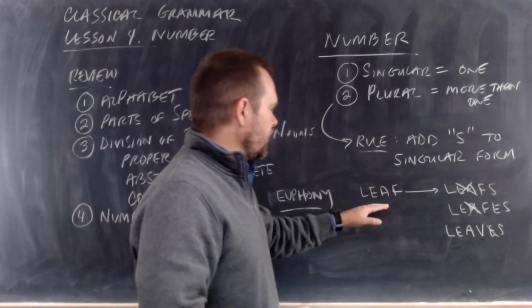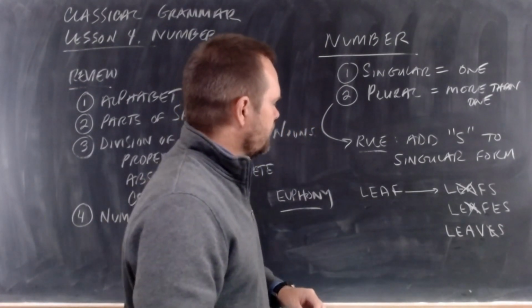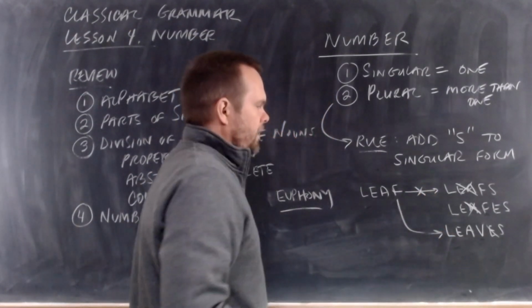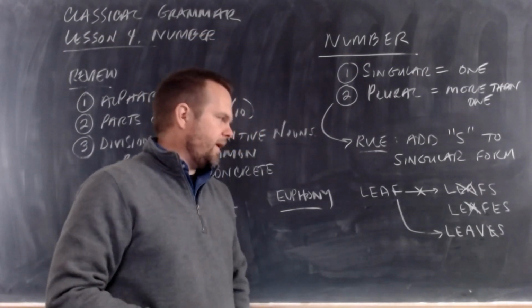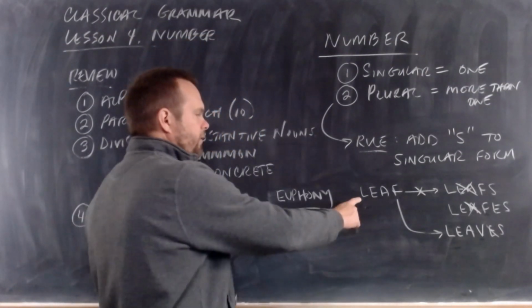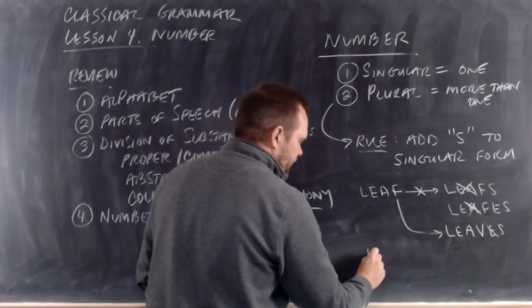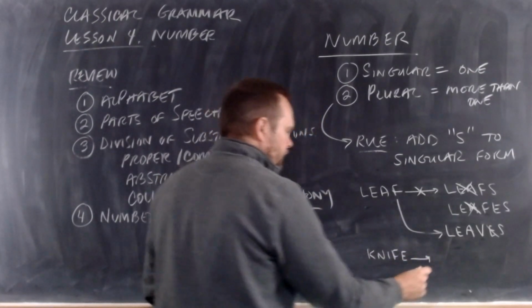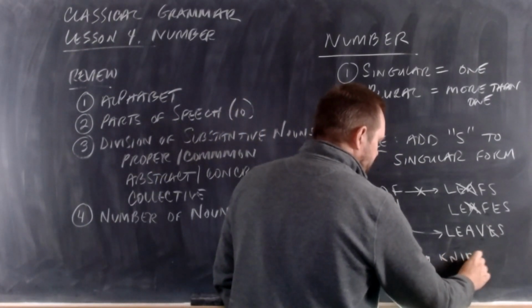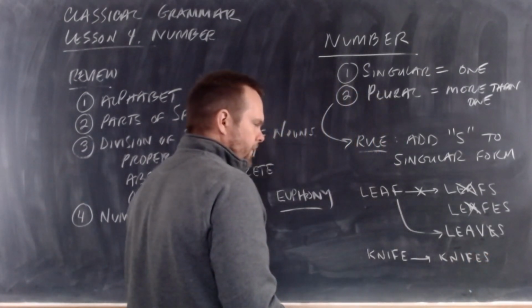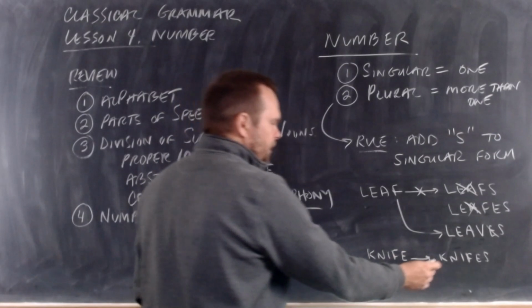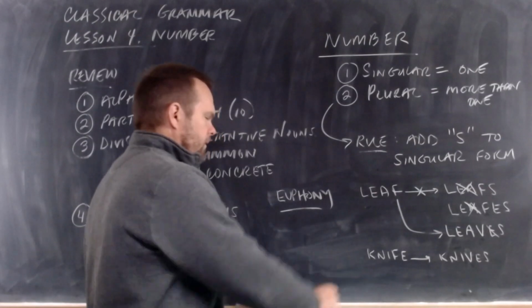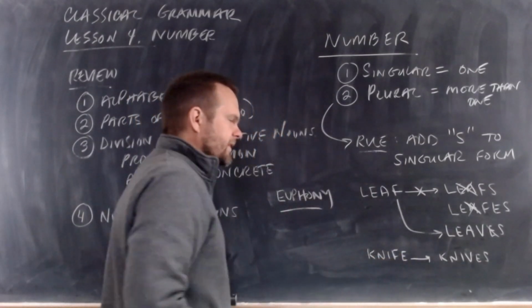So words that end in F show the plural not in this way, but in this way. By changing the F to V and adding ES. This is also true for words that end in FE, like knife. It's not correct to say knifes. The correct way to express the plural number is to change the F to a V. So the right plural form of knife is knives.